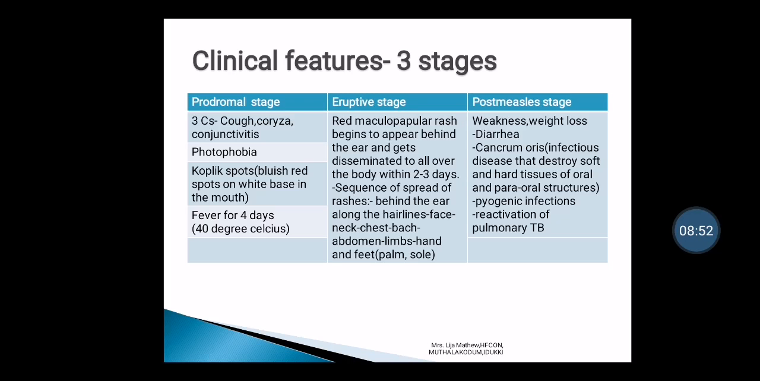So what do you mean by coryza? Cough, I hope you all know what cough is. Then coryza, it may be a new word. Coryza means the catarrhal inflammation of the mucous membrane in the nose. So we can see the cough, the inflammation of the nose, and conjunctivitis. These all will be the first signs and symptoms in the prodromal stage. Then there may be photophobia. What is photophobia? Fear of light. That means the infected person will not be able to look directly into bright lights.